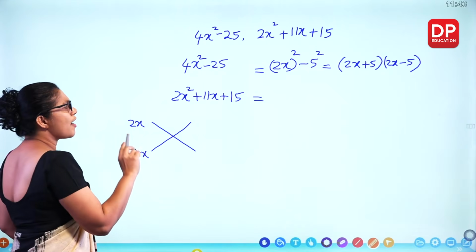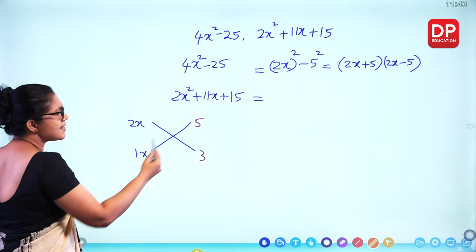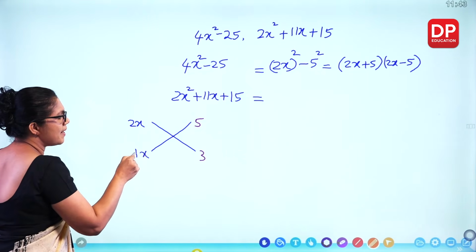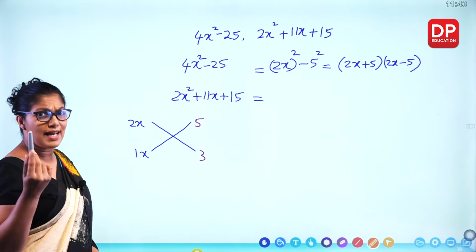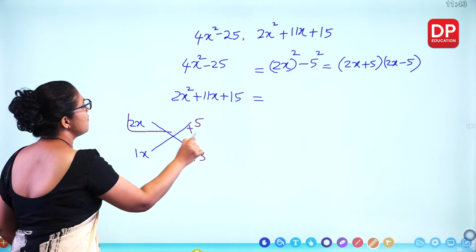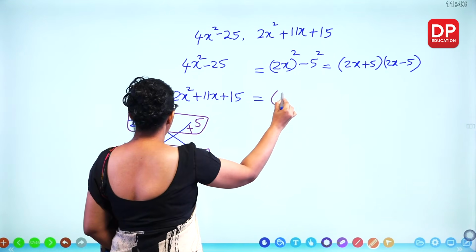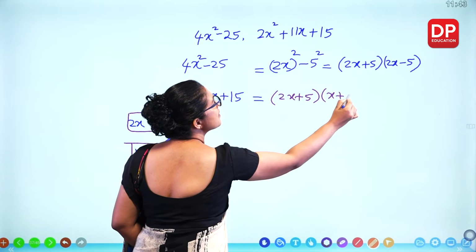So here try out with 5 and 3 first. Plus 5 and plus 3 and see whether you are getting the middle term. Here when you multiply by 5 you get 5. Here 6. 6 plus 5, 11. So that means this is the correct order. You can find out the factors this way. You can write down 2x plus 5 and x plus 3.